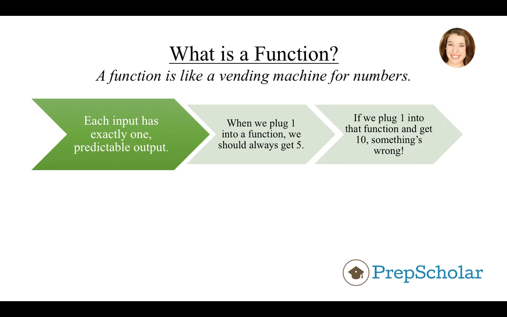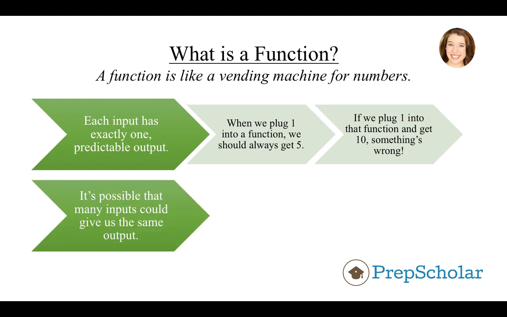So if we plug 1 into that same exact function and get 10, then there's something clearly wrong. Like if I go to the vending machine and I push A6 and instead of getting a Sprite, I get a water bottle, then something's wrong with that vending machine. Just in that same way, these function machines should always give us one predictable output for one specific input.